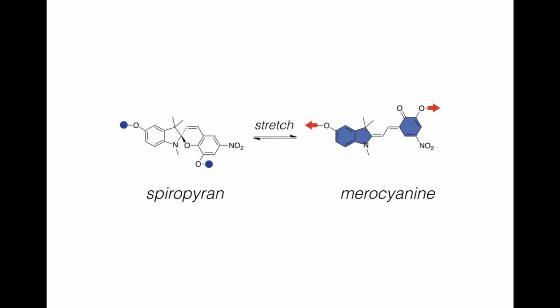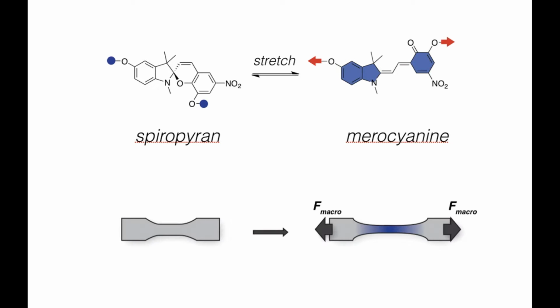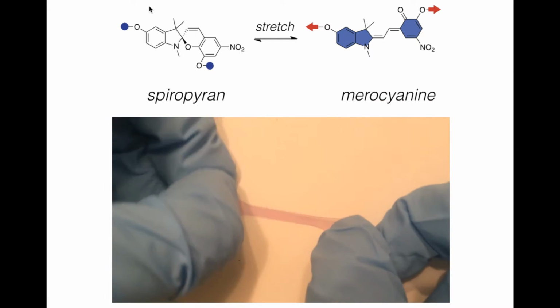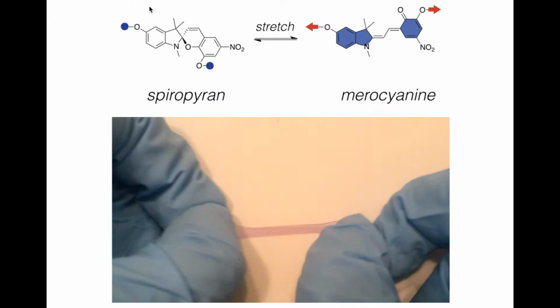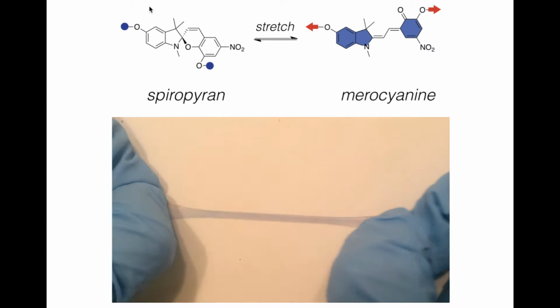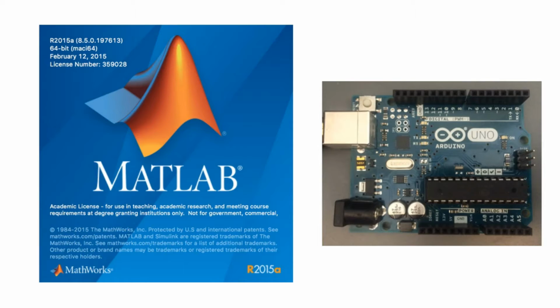We have been working with a molecule called spiropyran, which is colorless. When we incorporate this molecule into a polydimethylsiloxane elastomer and stretch it, mechanical force from my hands to this material, to the spiropyran molecules, causes them to open to this longer blue-colored merocyanine molecule. Here, we explain how we used MATLAB with Arduino to autonomously control this mechanochemical reaction.